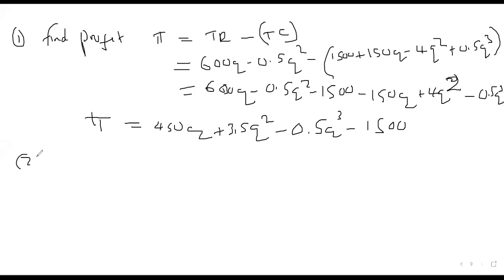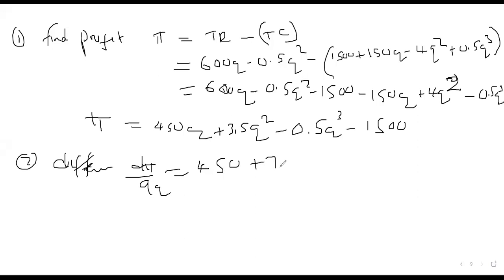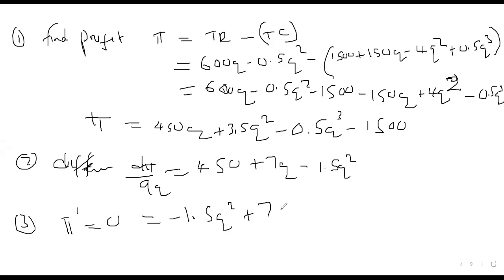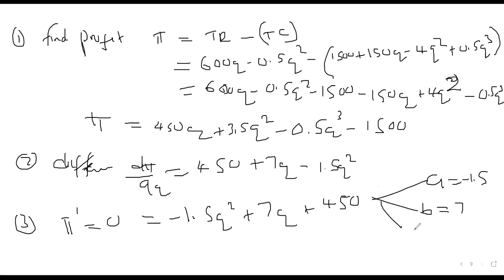Step 2, who remembers? We differentiate. So the profit over the Q. So here we're going to have 450 plus 7Q minus 1.5Q squared. Then this one drops out. Then step 3, equate to what? 0. So this becomes what? A quadratic equation. So minus 1.5Q squared plus 7Q plus 450. So use a quadratic equation now. Our A is what? Negative 1.5. Our B is 7. And our C is 450.